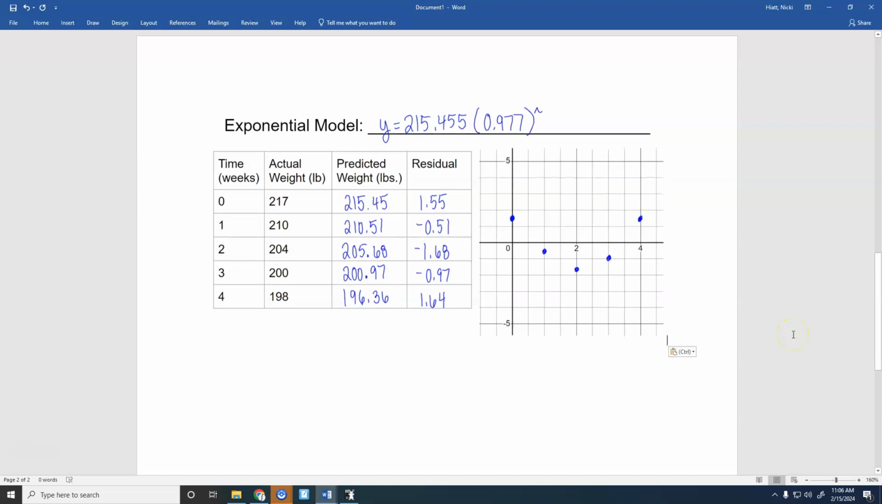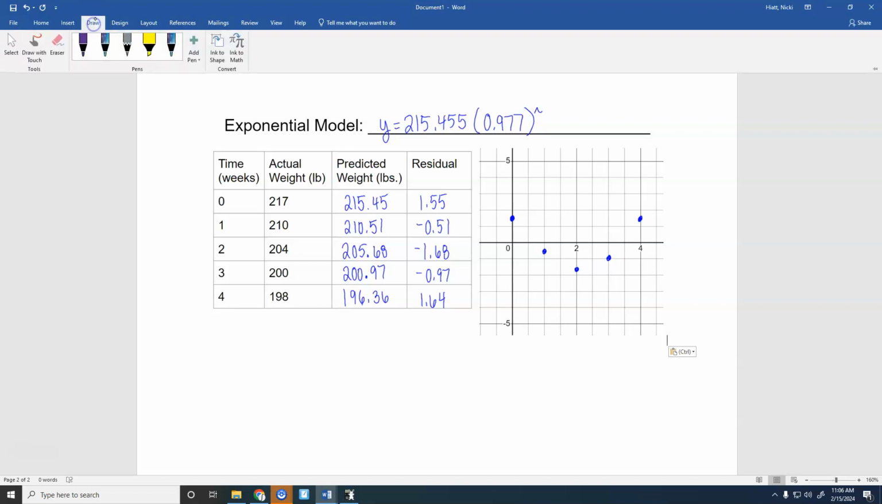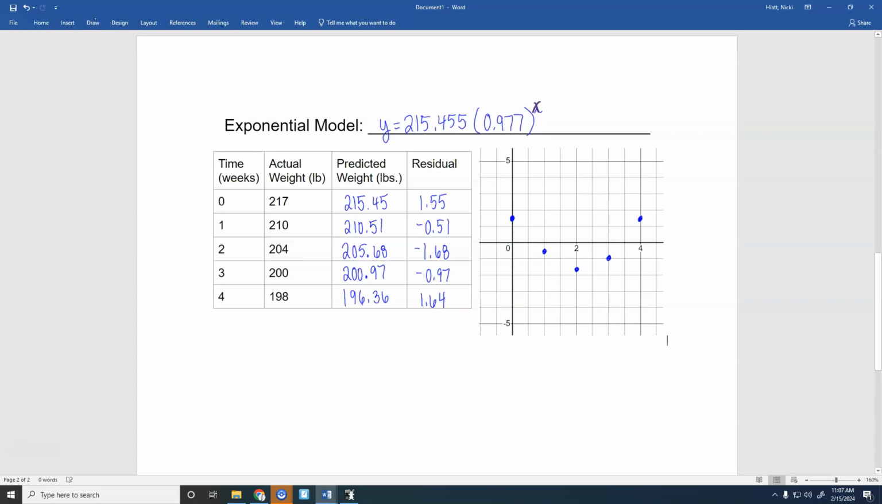Let's look at the exponential. So those of you that had the exponential, I got 215.455 times 0.977 to the x, that should be an x that got cut off. Does that look right to you guys? And are the numbers that I'm getting here looking like what you guys got also? And so this is what that graph looks like. Okay, so based on residual plots, which one of these do you guys think is the best model?